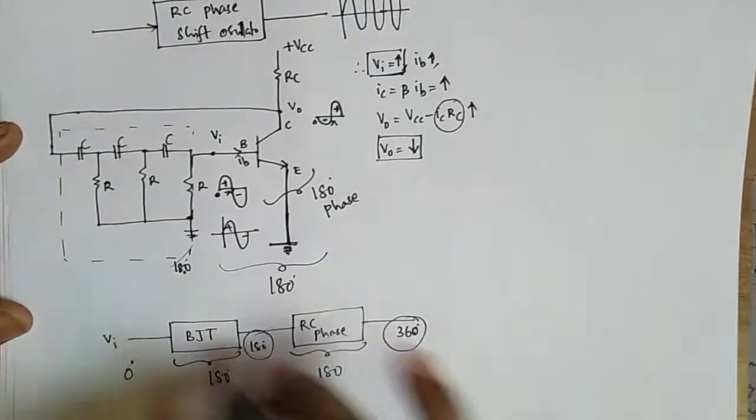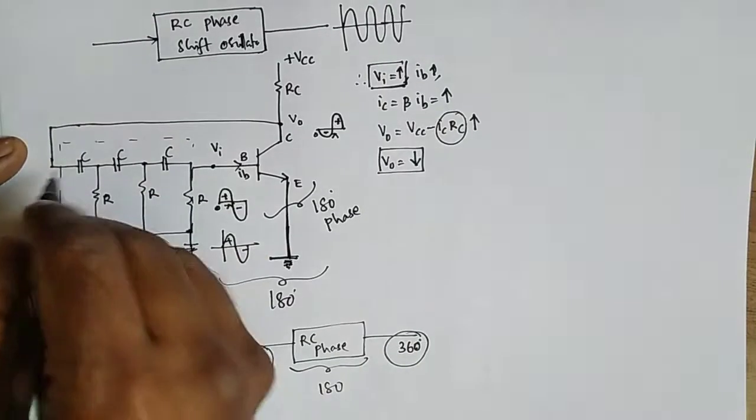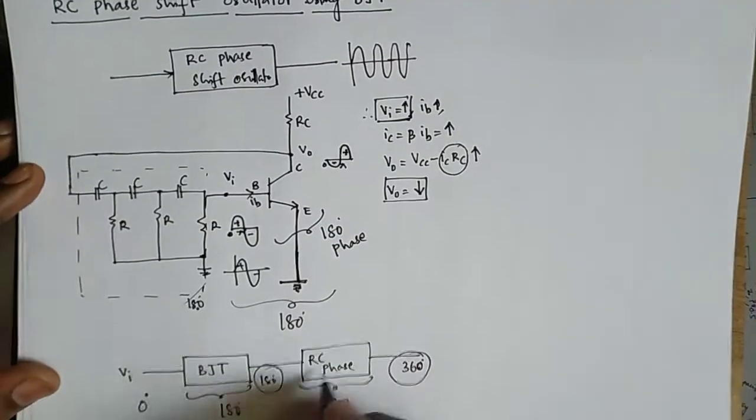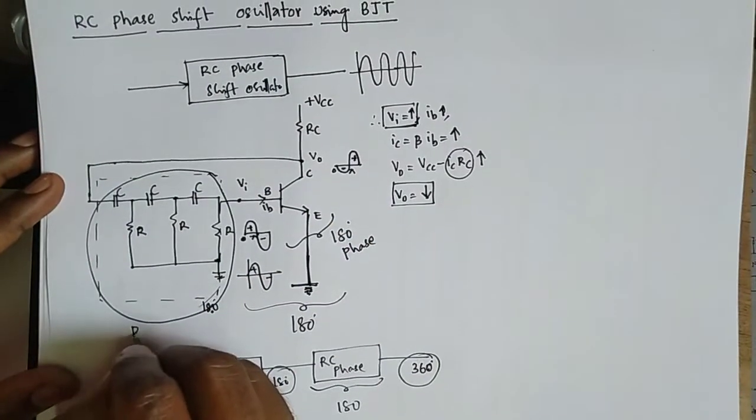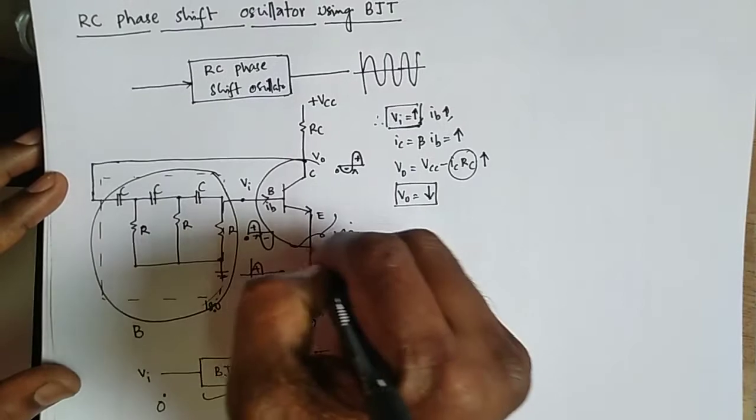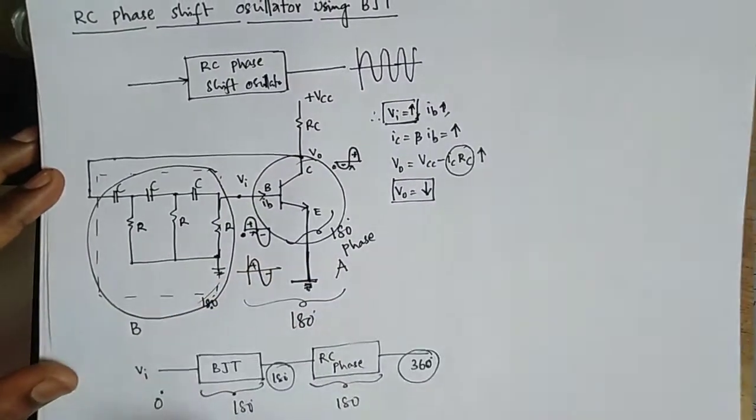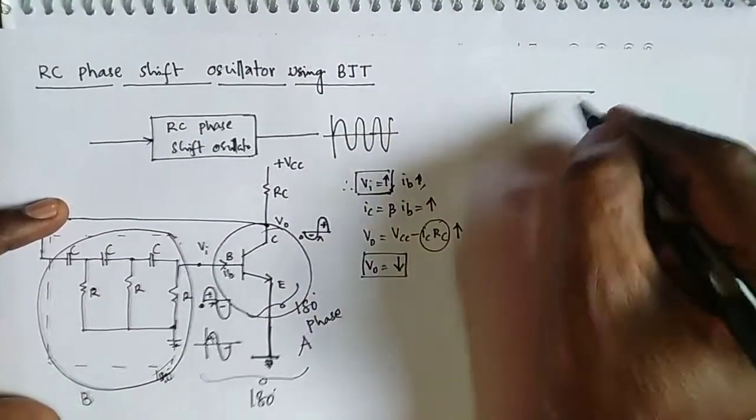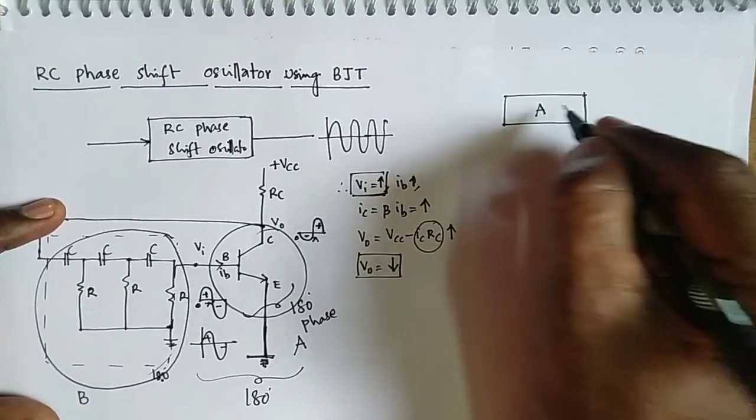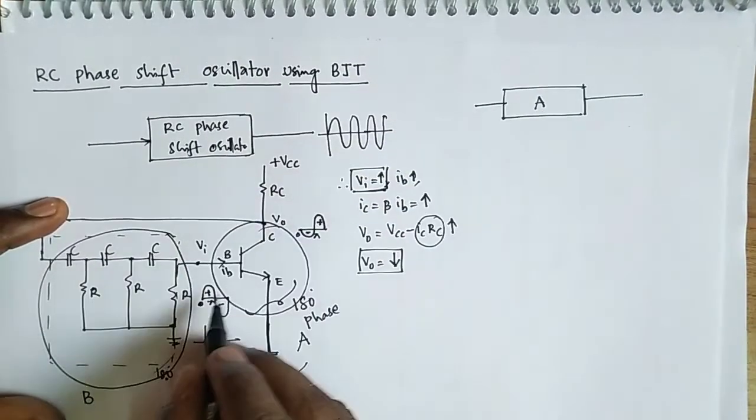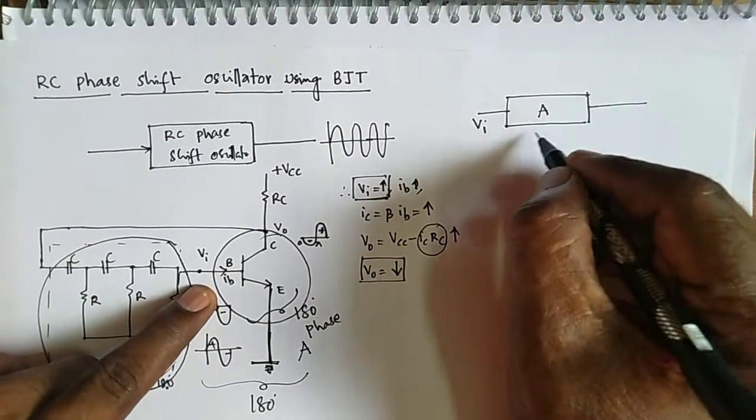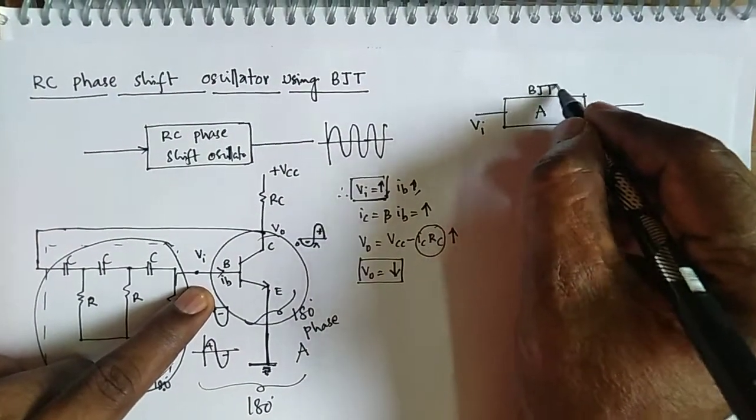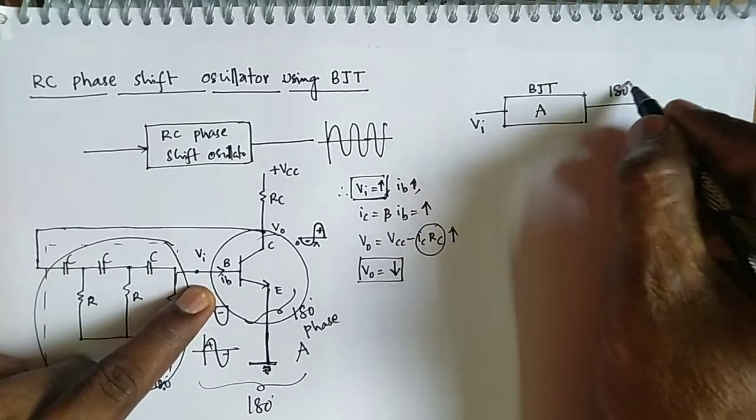So in this function you have to calculate for feedback. This function can be represented as, this function is B, feedback. This function is A. So the entire diagram for this is the A. Here this value is Vi, input value is connected to A. Simply this is called as BJT. Finally we will get 180 degrees phase shift.